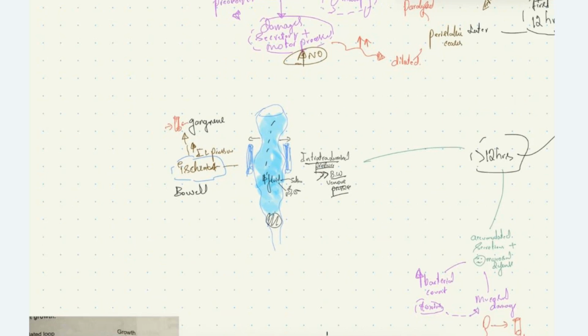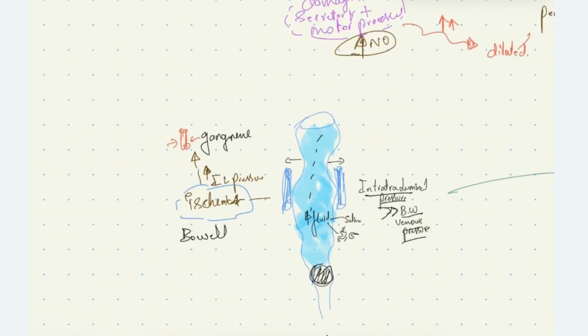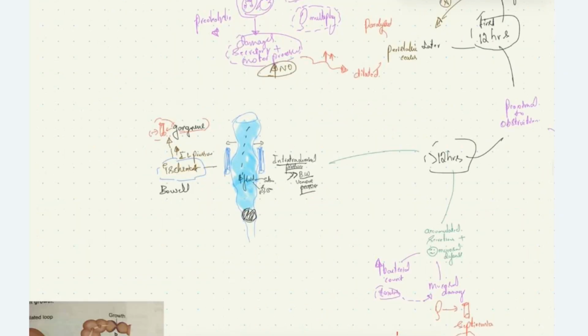This will cause dilatation which reaches a point that it compromises the arterial supply to the bowel, causing gangrene of the bowel. This is the last stage, that is gangrene. The gangrenous bowel can rupture and may lead on to perforation and peritonitis.